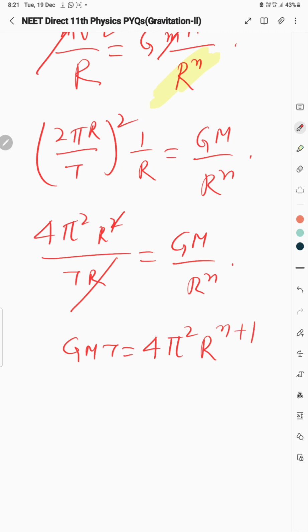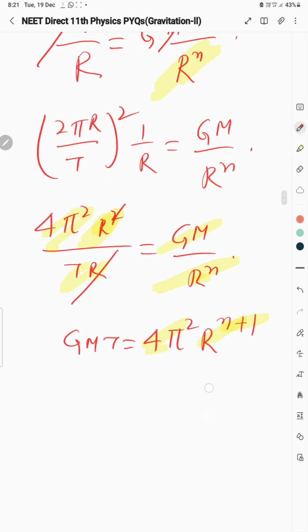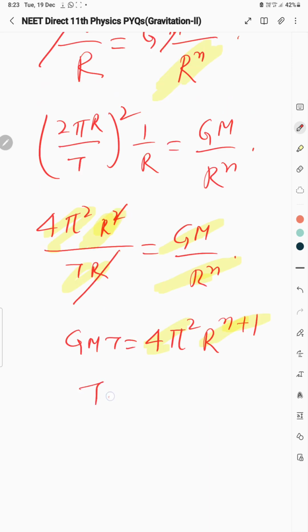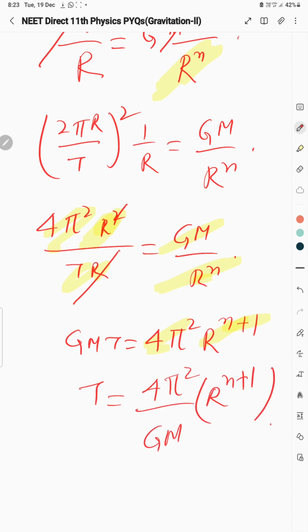Why plus 1? Because here you can see you have r and this r power n. When both get added, it becomes r power n plus 1. So you have r n plus 1 into 4 pi square. This is equal to GM into T. Further let's check it out. So let's move on, simplify it further. 4 pi square by GM r power n plus 1.